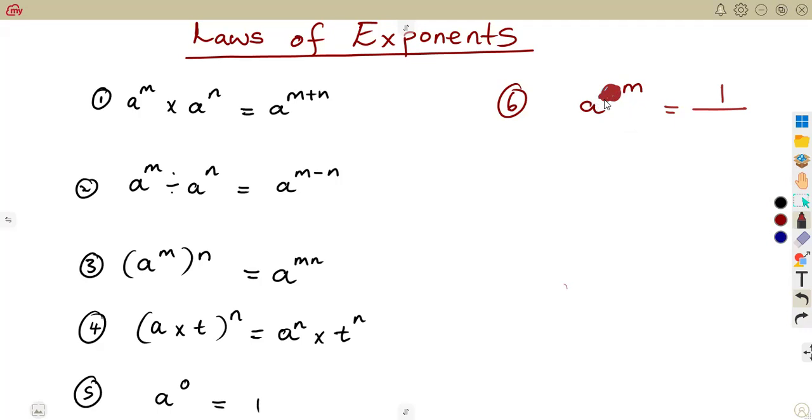So if the negative is no longer there, what does it mean? It is now a to the exponent of m. So here we are going to have the negative no longer there. It is no longer there, the moment you write this 1 over.